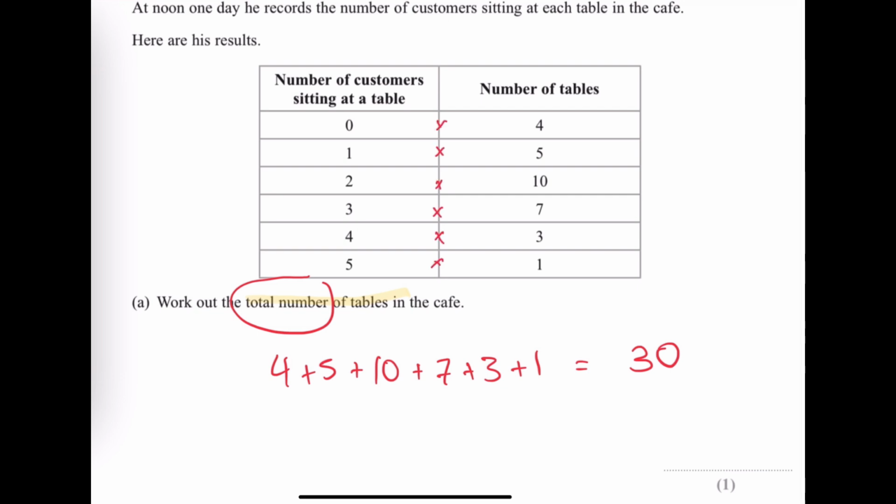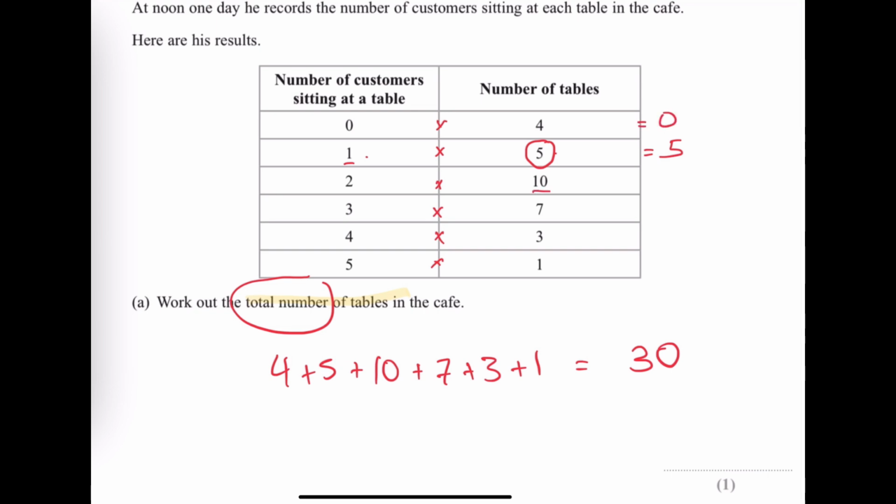This is because here it's the number of customers sitting at a table and this is the number of tables. What the table means is that there are 5 tables where there is 1 customer sitting at that table, which means it's 5. That's the same as doing 5 times 1. There are 0 customers sitting at 4 of these tables, so that is 0 overall.